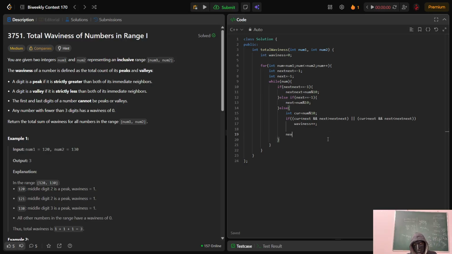So for that, what we have to do is in next your value will be next, and in next your value is going to be current. I think you guys have understood. So once we come out of the if else, then we'll have to divide the number by 10. When you divide the number by 10, the last digit is going to be removed. So once you come out of the loop, you'll have to return the waviness. Let's try to run it.